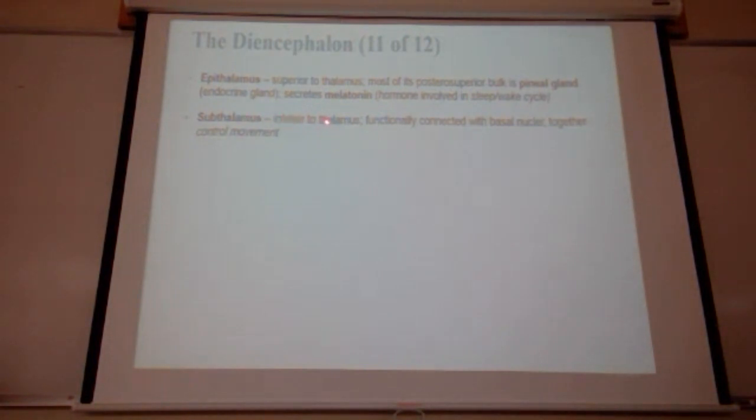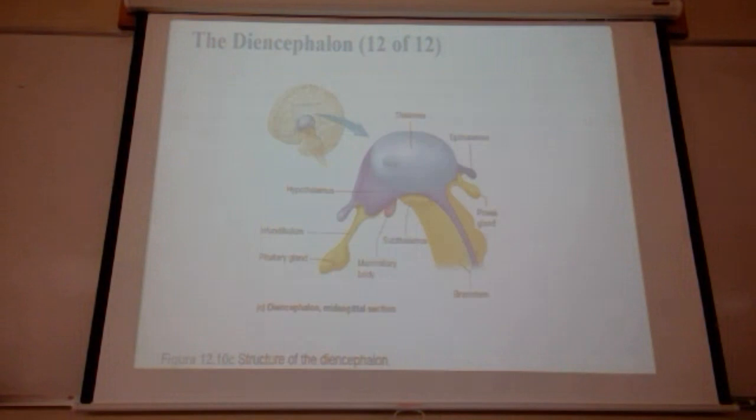The subthalamus is inferior to the thalamus, functionally connected with the basal nuclei, and again plays a role in controlling movement. And there is the thalamus, the hypothalamus, there's the brainstem, there's the pineal gland, the epithalamus, there's the pituitary, there's the infundibulum that we mentioned.